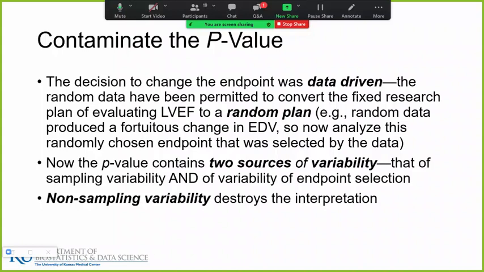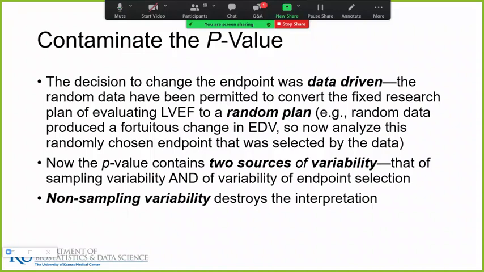The problem with outcome switching, and again, it's used all the time, is that it invalidates your type 1 and type 2 error of your study because it contaminates the p-value with a second source of variation. How do I know it does that? Well, if you think about it, the decision to change the endpoint was driven by the random data. It was a data-driven decision. The random data were permitted to convert their design, their fixed research plan, to a random plan.